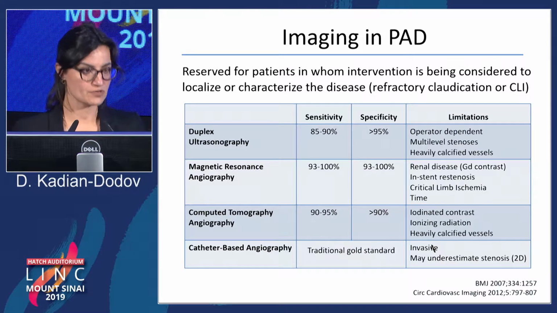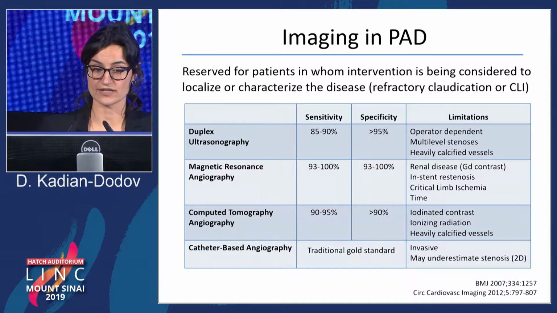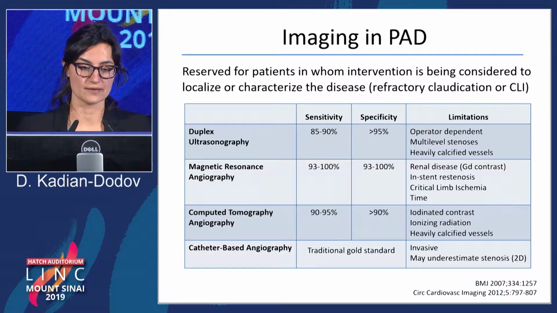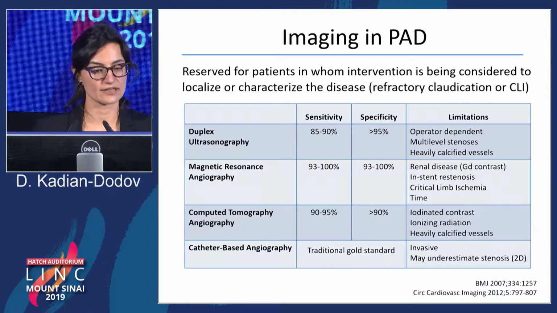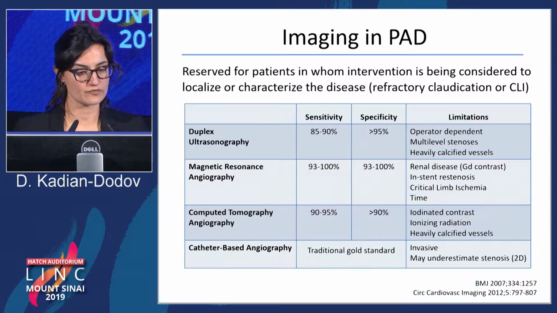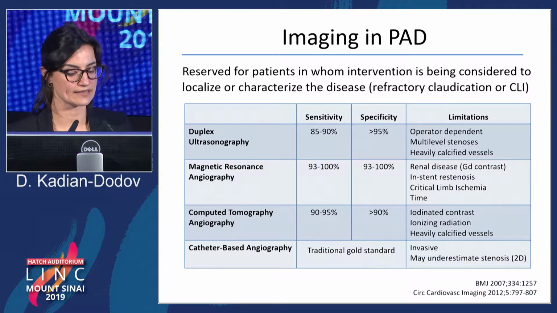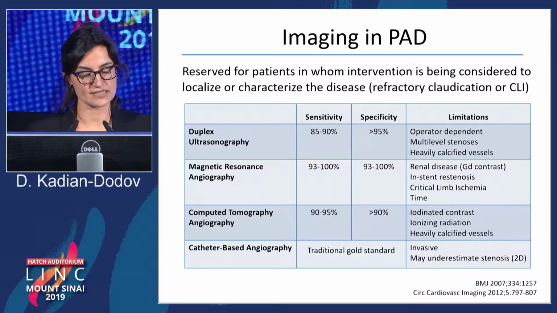So for your typical PAD patients, when do you actually get imaging? Well, typically you're going to order it for those in whom you're thinking about an intervention, or you want to localize and characterize the disease. So your refractory claudicant or patient with CLI, and all of them have pretty good sensitivity and specificity between duplex, MRA, CTA. There's some limitations to each one.